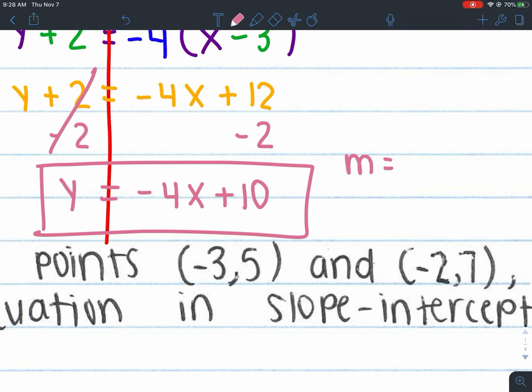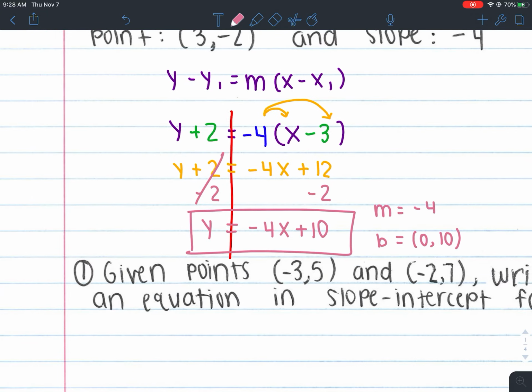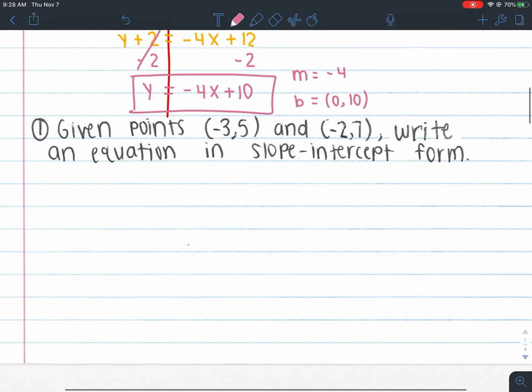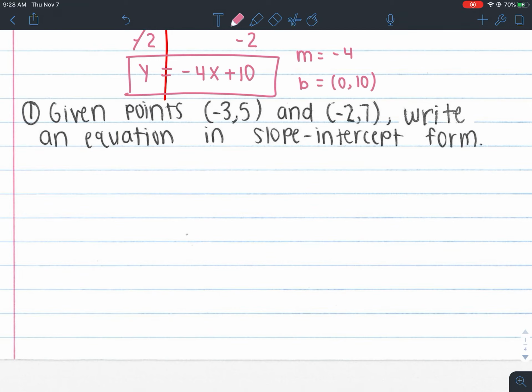Our slope here is -4. Our y-intercept is 0, +10. So if I were to graph this, I would plot the 10 and then use the slope of -4. So we can go from point slope form to slope-intercept form, and we're going to have to do that a few times in these notes. All right, so given the points -3, 5 and -2, 7, write an equation in slope-intercept form.